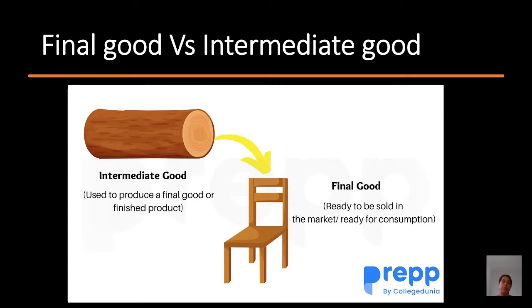Intermediate good would be the good which will be used to produce that final good. In this example, you can see a log of wood is an intermediate good which is used to produce a chair which will be ready for the market to be bought by the consumer. Another example I can give you is maybe a microwave oven or a bicycle. These are all final goods, but the parts purchased to manufacture them will be intermediate goods.